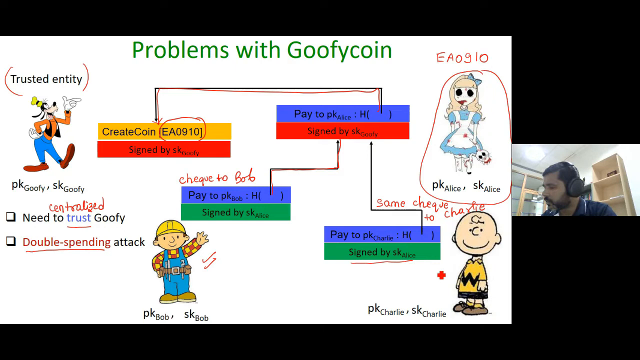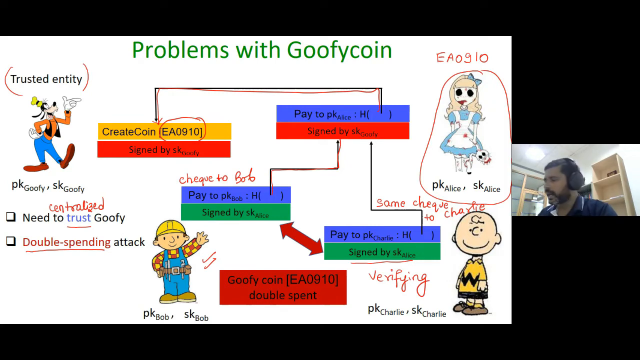But when Charlie is verifying this check, he won't be aware that the coin 0910 has already been given to Bob and Bob has consumed it, because he is not able to see this transaction. The transaction is only from Alice to Bob. And the Alice to Charlie transaction, Bob is unable to see. So they are unable to raise a dispute. So that's why the Goofy coin with this serial number got spent at multiple locations.